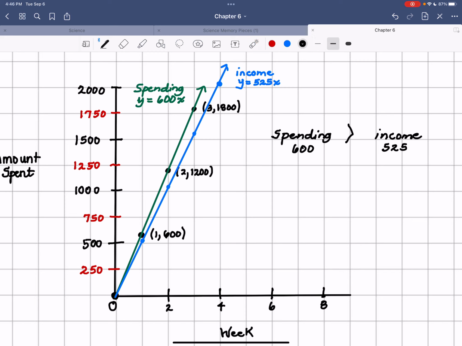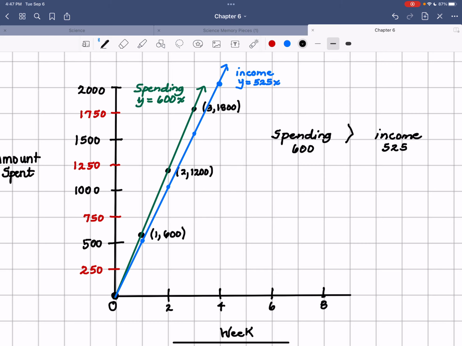So not only the first week, it was just $75 difference. It wasn't that big of a deal. But if this pattern continues, Dean is going to have a serious problem because his spending is greater than his income.